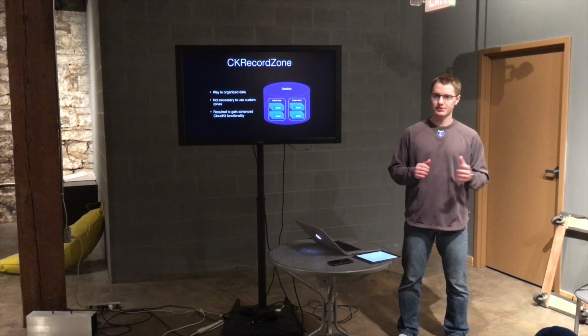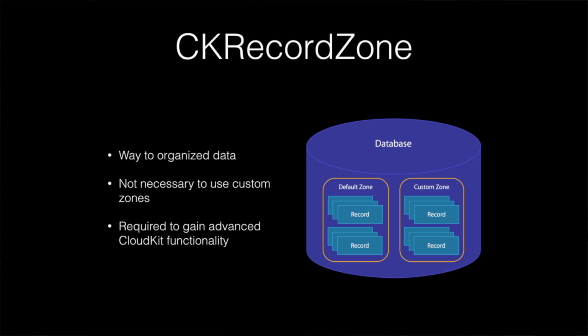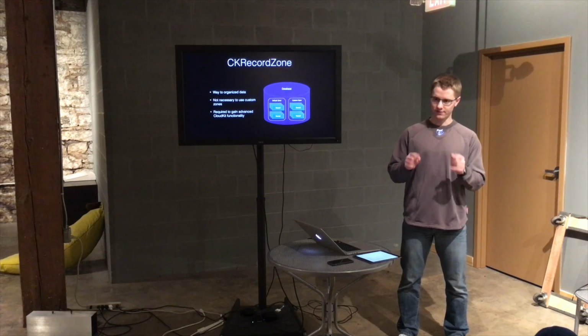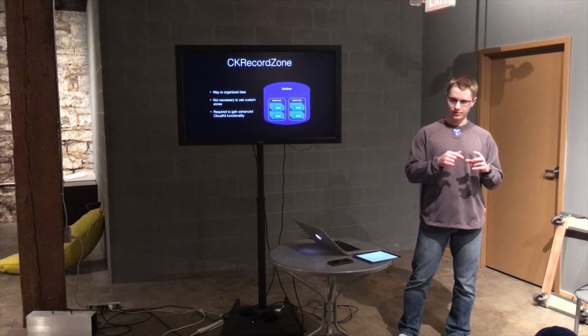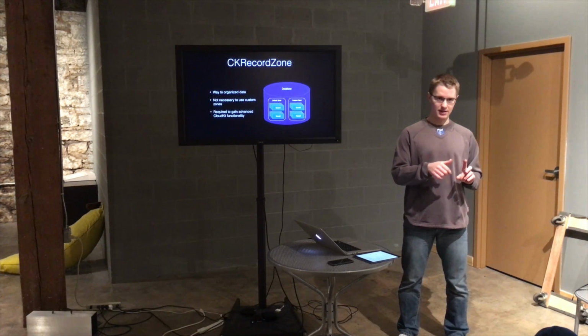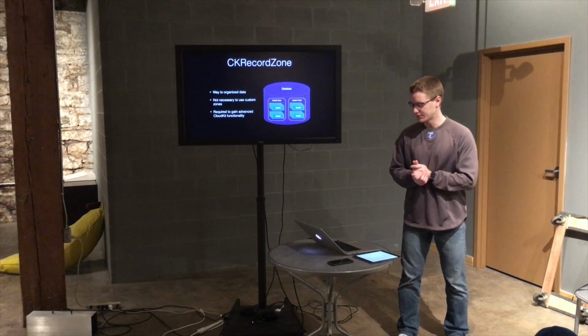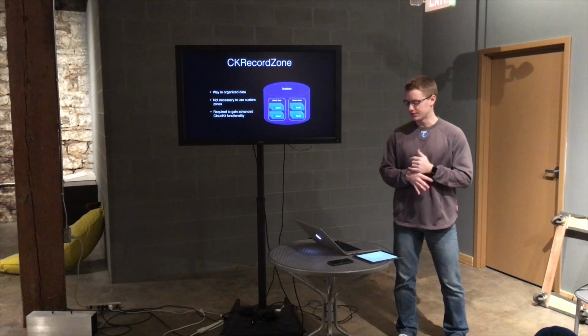Now let's talk about record zones. So you have your public database and your private database. You can divide your private database even further and have little sectioned off pieces of data inside of that database called a zone. So you can separate your data out that way.